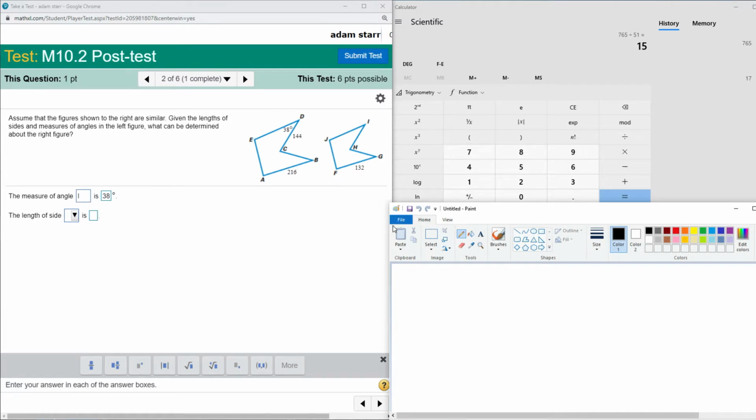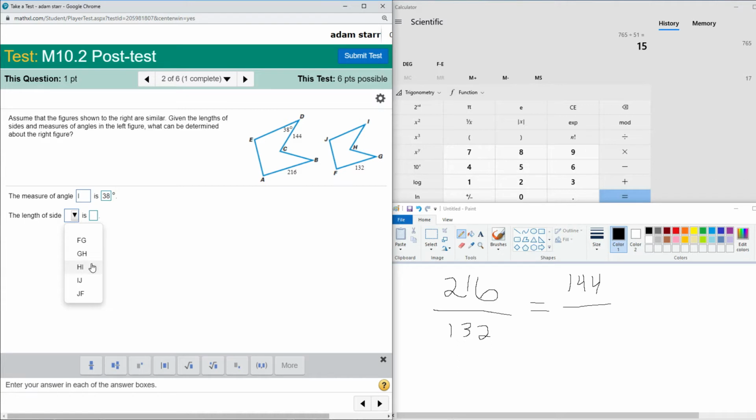So I'm going to do the big figure in the numerator. So I have 216 is to, and then in the denominator will be the small figure. So this 216 matches with this 132. So 216 is to 132 as, in the big figure I have 144, is to, and then that's going to match with this side here as IH or HI. So that's actually the side we're going to find. Okay, HI, which is this side that matches with this 144. I'm just going to call it X, but that's going to be that side that I'm solving for.